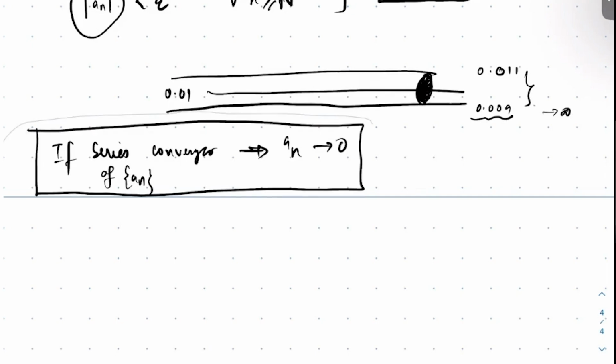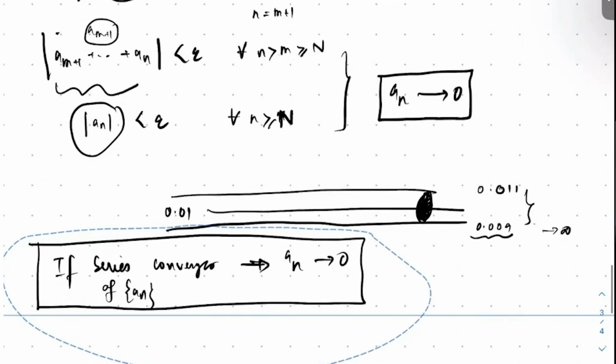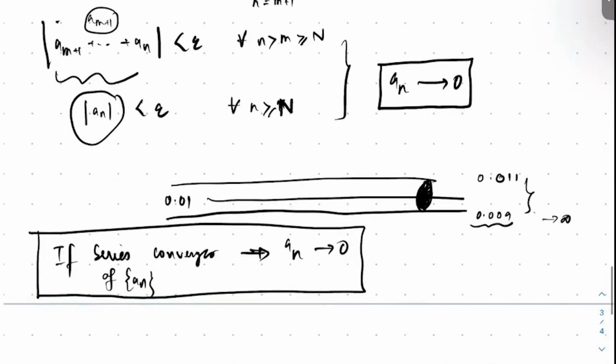All of you understood this? This is what the divergence test tells you. Did you understand? Any doubt? If you have some doubt, please tell me. Please tell me, sir, where you have drawn 0.01? Yes, the basic idea is the number line.